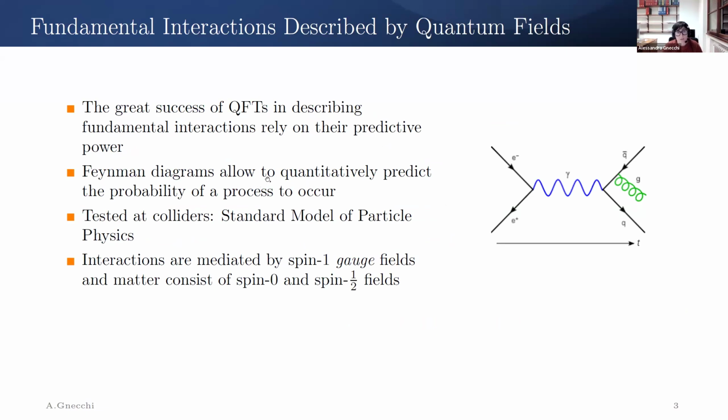The language of quantum field theory and our predictions is Feynman diagrams. We have tested quantum field theories at colliders. And so the standard model of particle physics is one of the best predicted or understood sectors of physics and fundamental interaction. So what this has told us is that interactions are mediated by gauge fields, which are spin-1 fields. And matter that interacts consists of either spin-1/2 fields, and we know now also spin-0 fields.